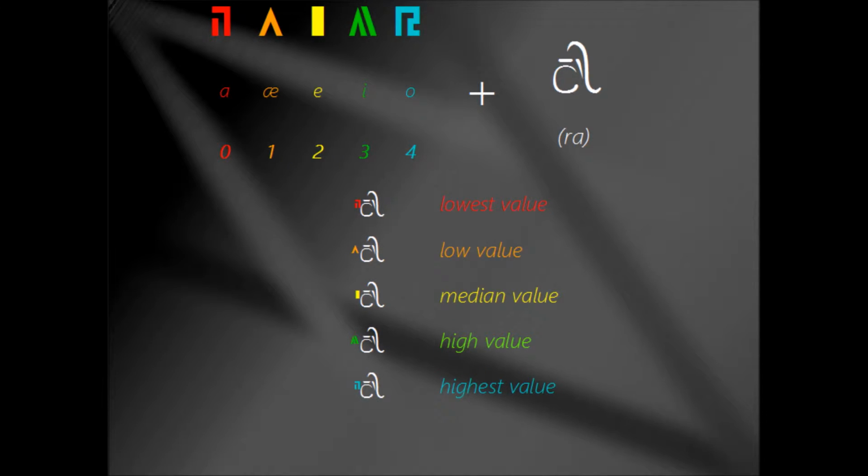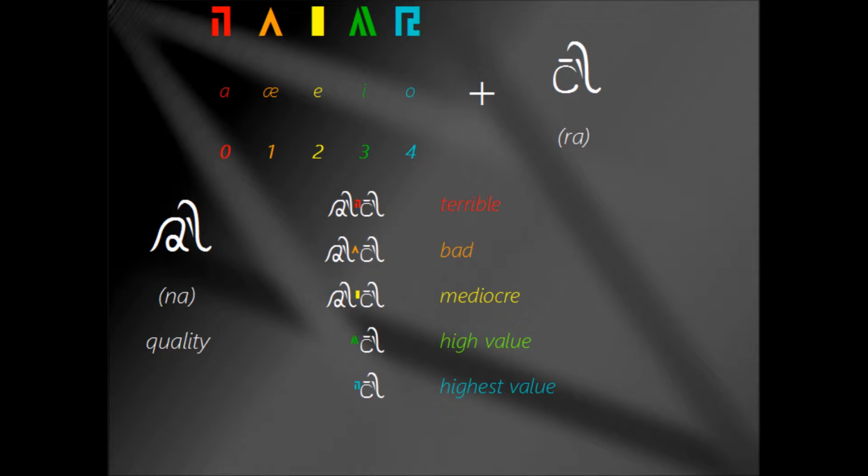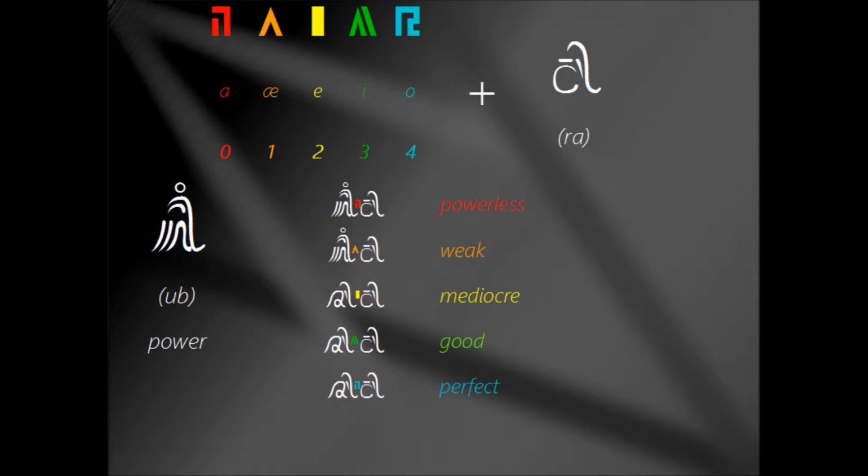If, for example, we attach these qualifiers to the word na, which means quality, we get na ara, terrible, na aera, bad, na era, mediocre, na ira, good, and na ora, splendid or perfect. If we attach them to the word ub, meaning strength or power, we get ub ara, powerless or very weak, ub aera, weak, ub era, mediocre, ub ira, strong, and ub ora, very strong or almighty.